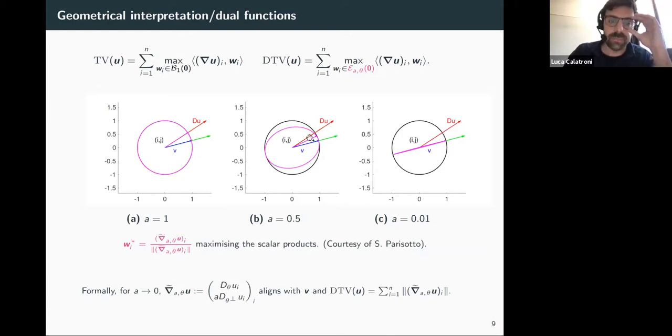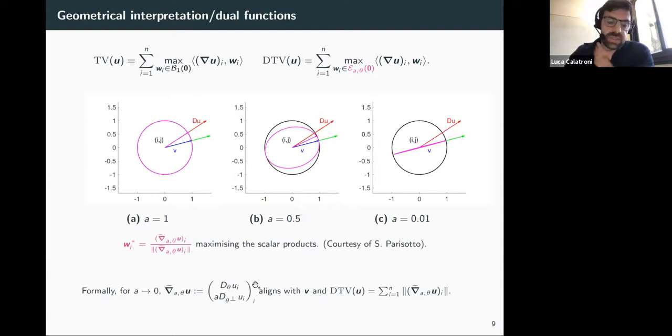And I'm not sure you can see this, but the arrows color coded in magenta are the ones realizing the maximum here. So we see that in the case of isotropic shape, it aligns with the gradient, so that we get back TV. And as the parameter A reduces and the ellipse shrinks to a line, this gets aligned to the direction V.